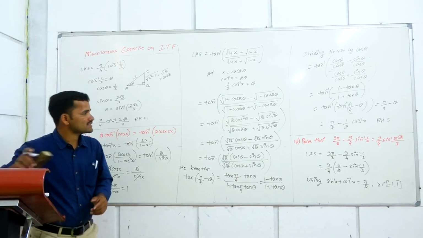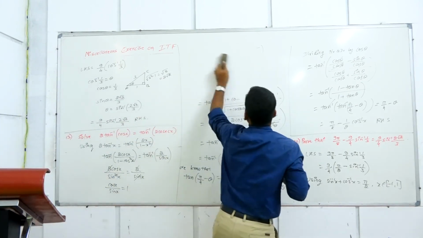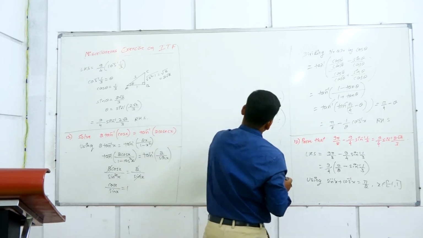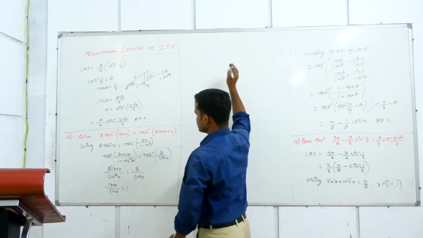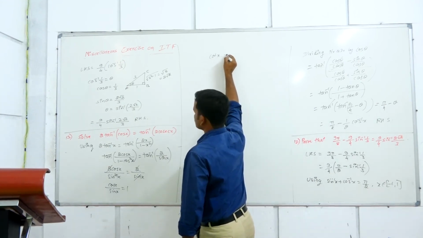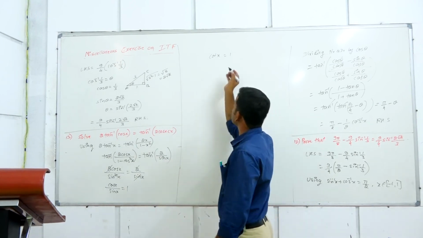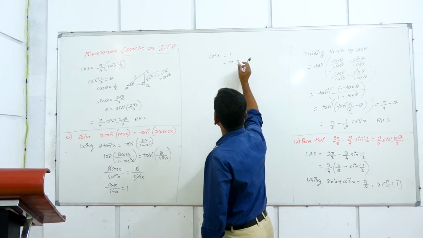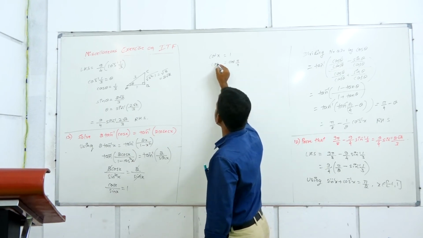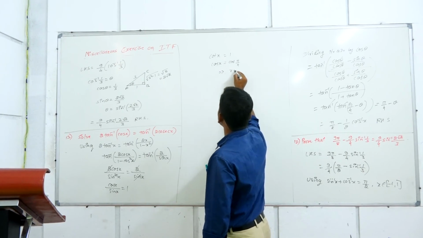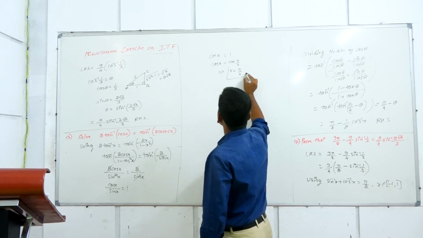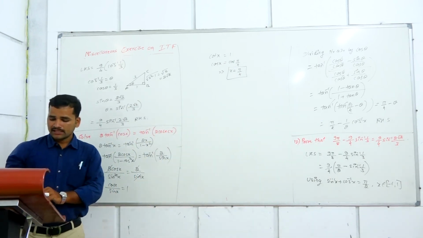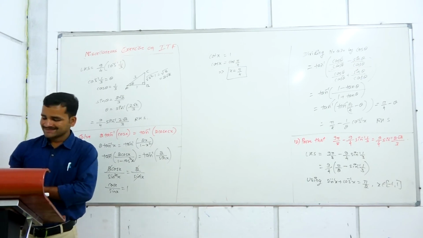Cos x by sin x is equal to 1, that is cot x is equal to 1. This 1 can be written as cot of pi by 4. Cot x is equal to cot pi by 4. This implies x is equal to pi by 4. So x is equal to pi by 4 satisfies the answer. This is about problem number 13.